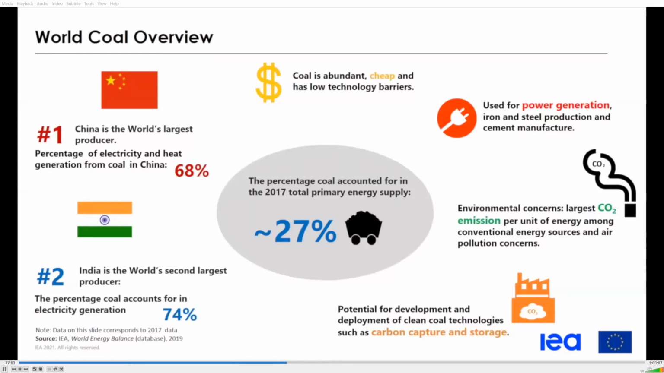Coal has some environmental concerns linked to those activities because it has the largest CO2 emissions per unit of energy burnt among conventional fuels. But it's not a fuel of the past because it has some development possibilities such as carbon capture and storage, and could still have some years in the future of being consumed.